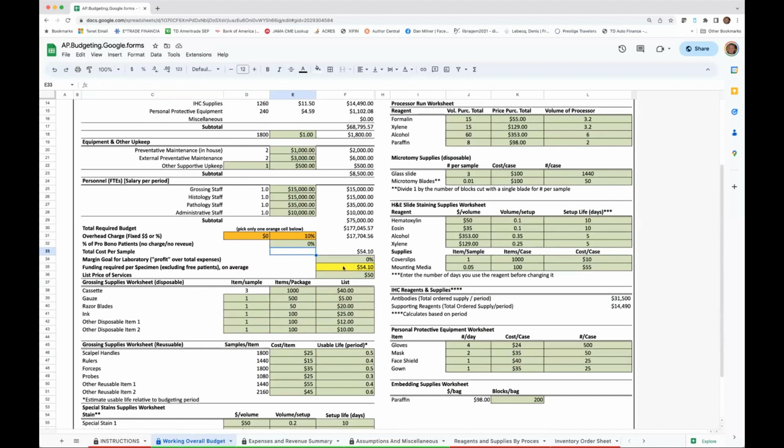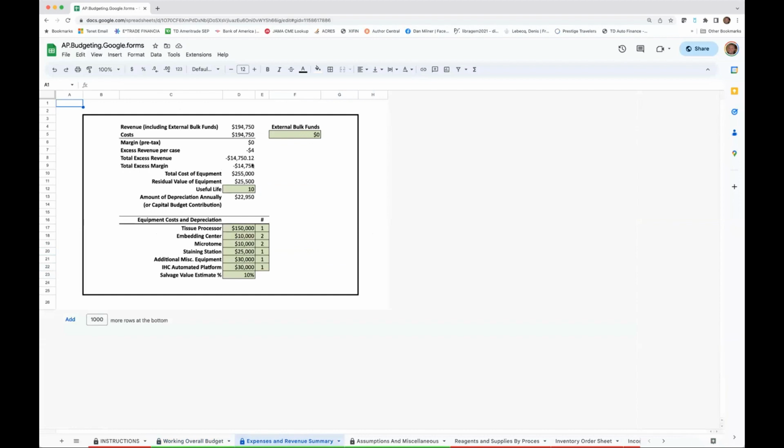We need $54.10 per sample, but we're only bringing in 50. So that flat fee isn't going to cover it, right? So we either have to raise our flat fee or we have to do something else. And so this is how the model can help you. If you've got a flat fee, you just put that in here, and then you put in all your parameters, and it'll show you the difference. And what you see over here is that you've got a $14,000 deficit in your budget, right?